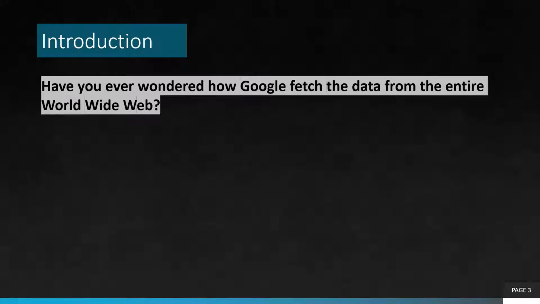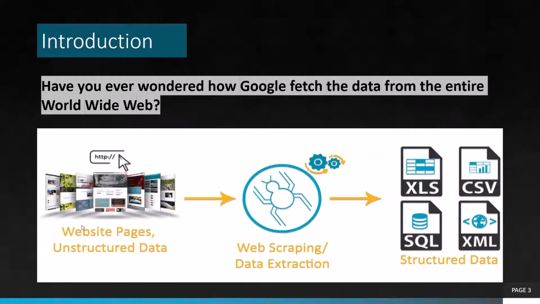So let's first, before asking the question what is web scraping, have you ever wondered how Google fetches the data from the entire World Wide Web and indexes it in its search engine? So this is what web scraping is all about. Web scraping is an automated method used to extract large amounts of data from websites. Okay, so this is what web scraping is.